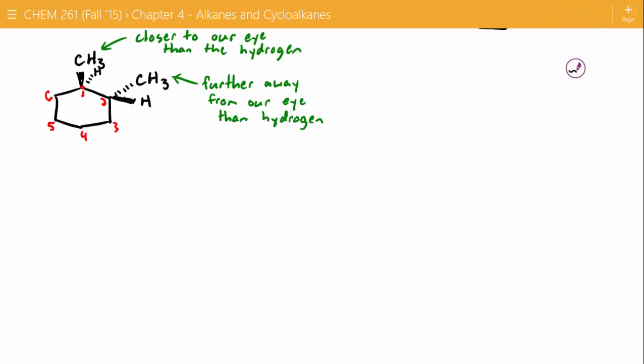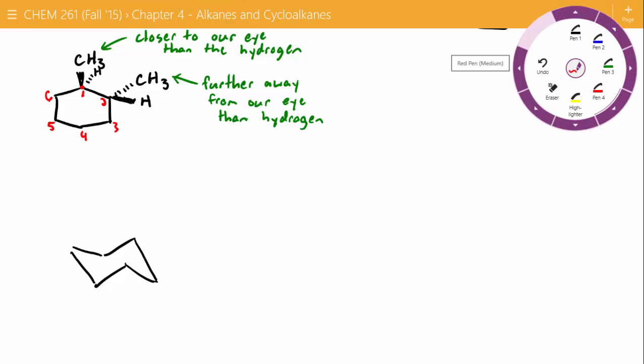So let's fill in our chair. Oops. Let me clean this up. There we go. You guys should get art credit for this. All right, so I'm going to go through and number our carbons in our chair.